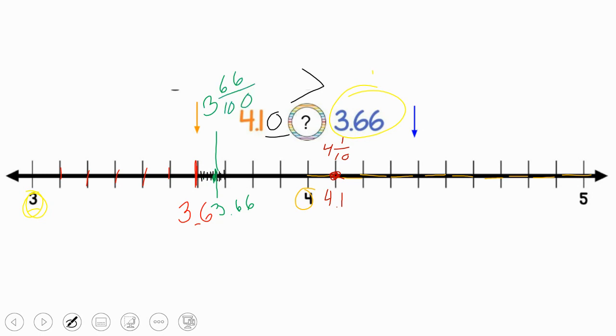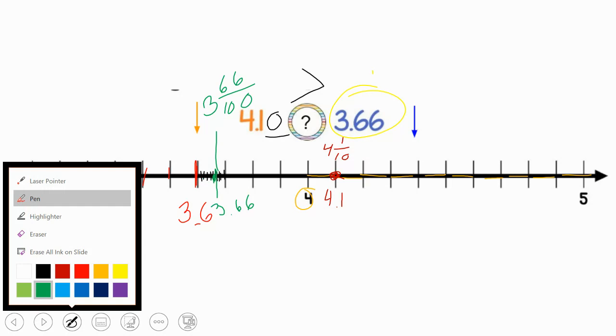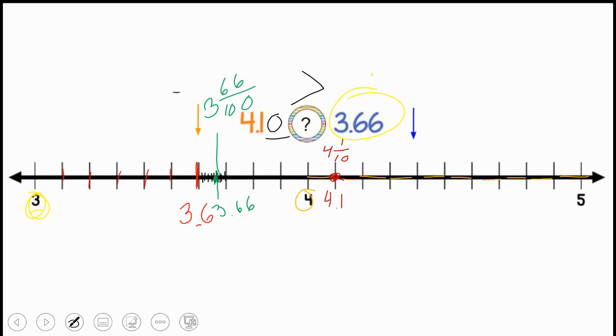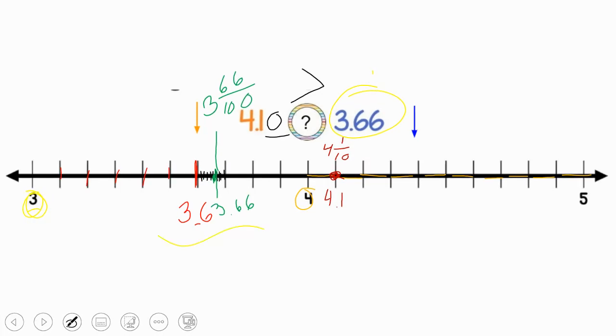So if I look at where these numbers fell on this number line, I can tell that 3 and 66 hundredths is less than, or earlier in the number line than, 4 and 1/10, which means that 4 and 1/10 is greater. Woo, that's a lot, but you can do it. Give it a try. Draw some number lines, plug some numbers, and you'll practice on your assignments this week. Good luck.